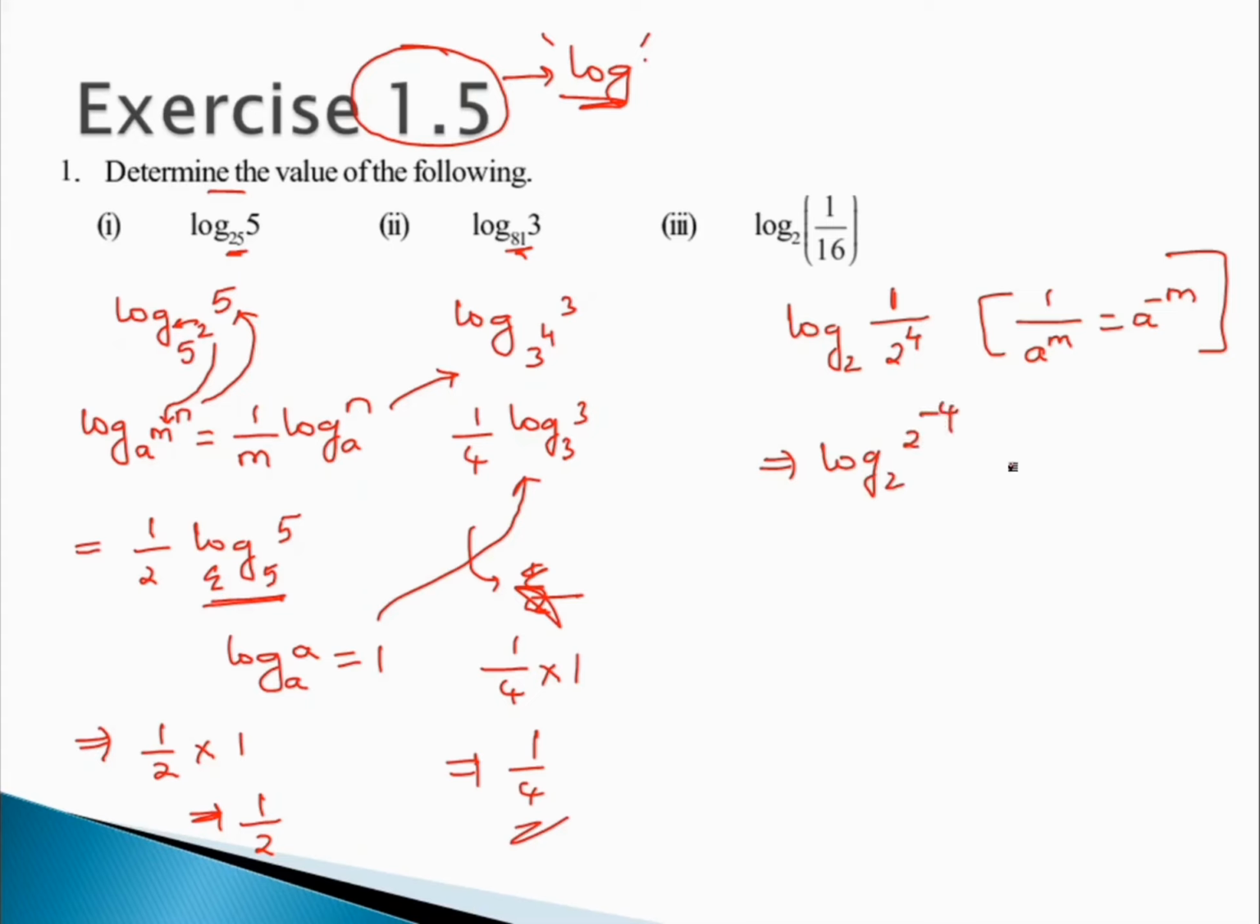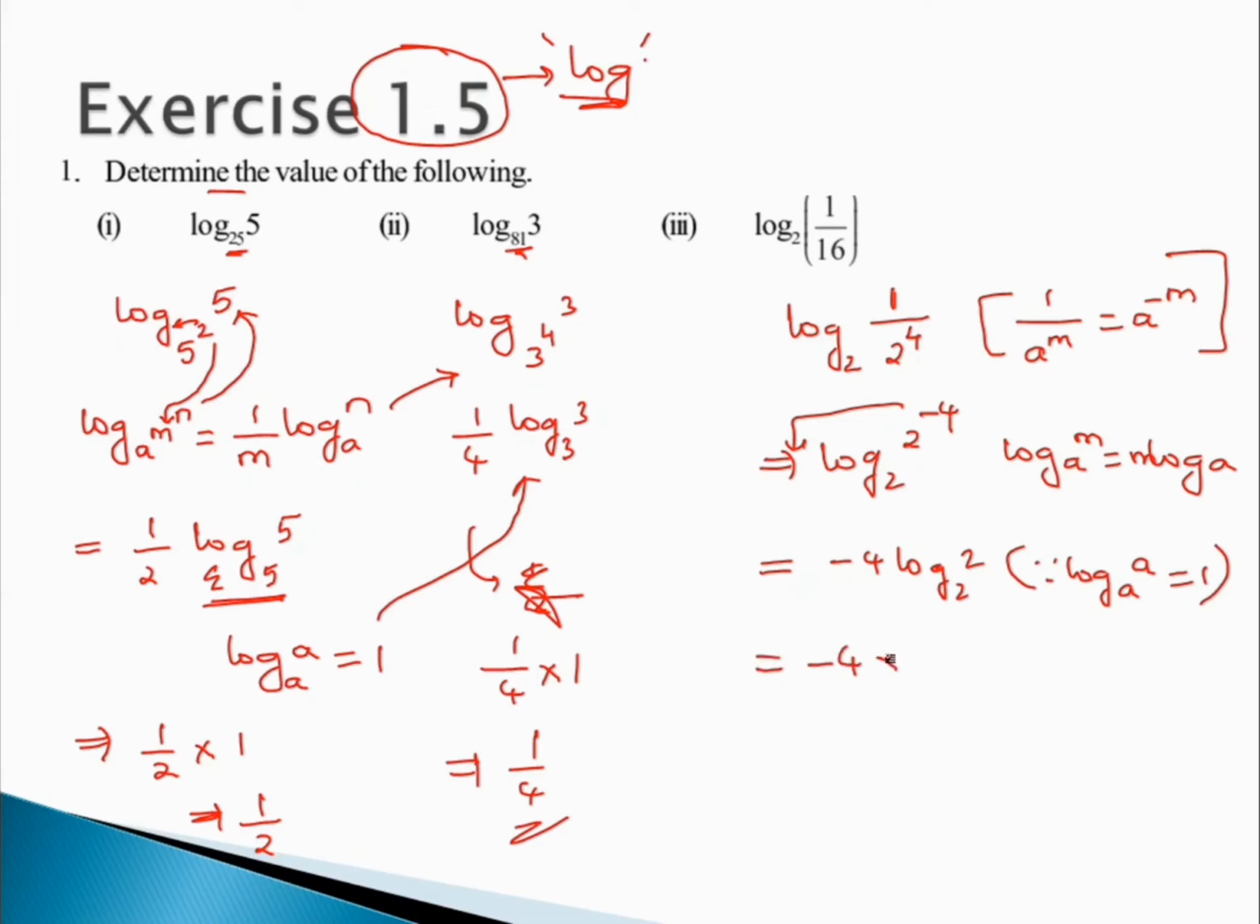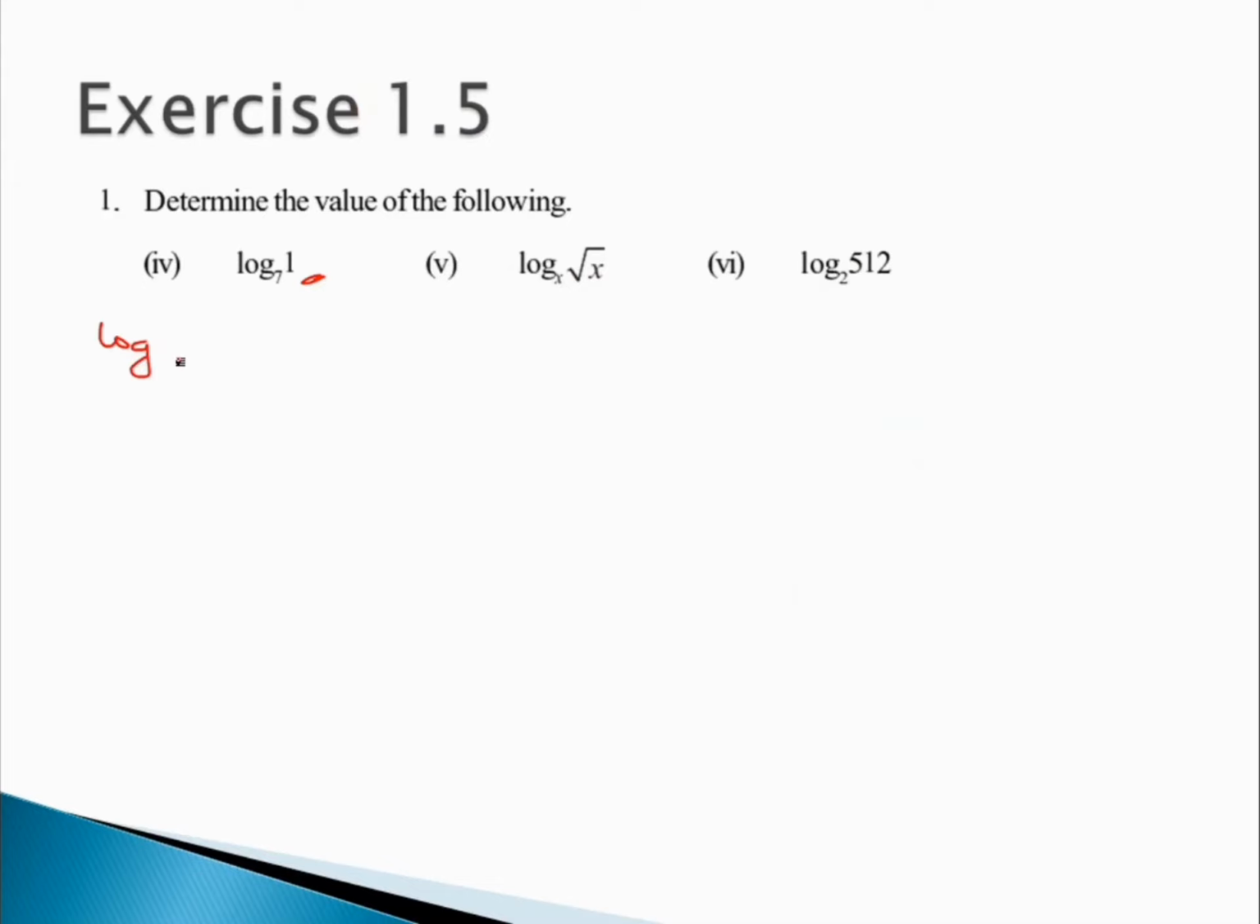I am having one more formula. This log of e power of m can be written as m log of e. So I can split this over here, of log 2 of 2. As you all know that log of a to base a equals 1, so I am left with minus 4 into 1. The overall result here is minus 4. Hope this is clear.